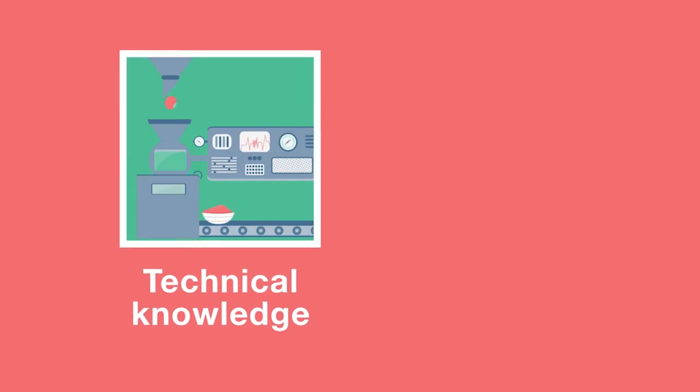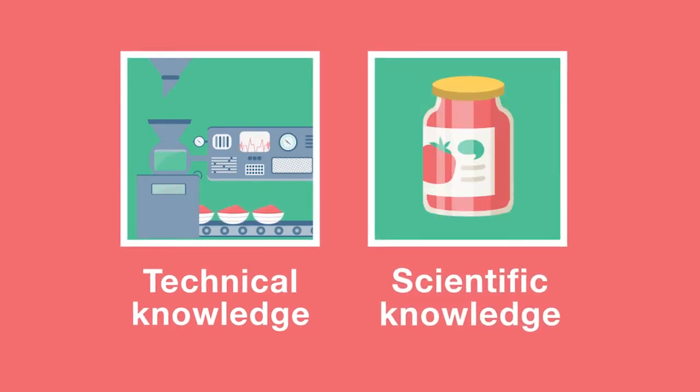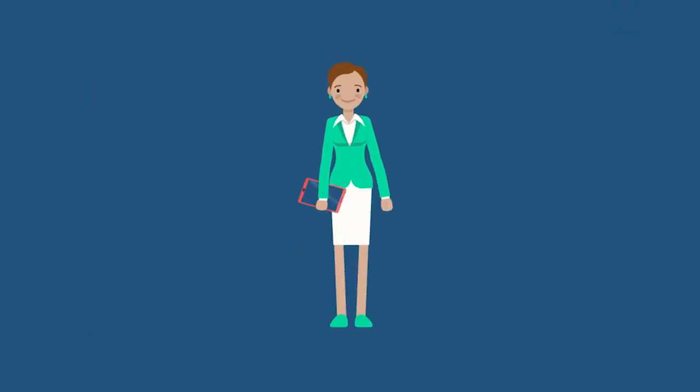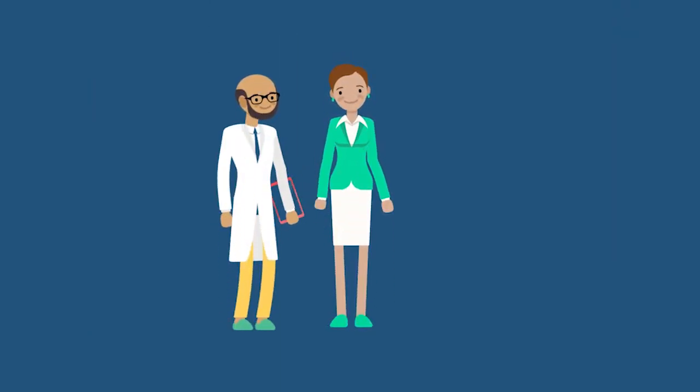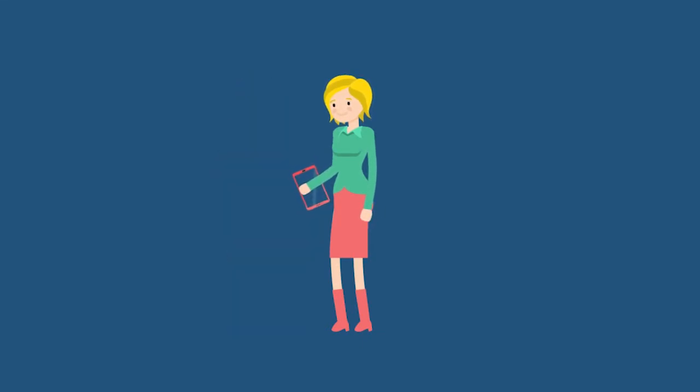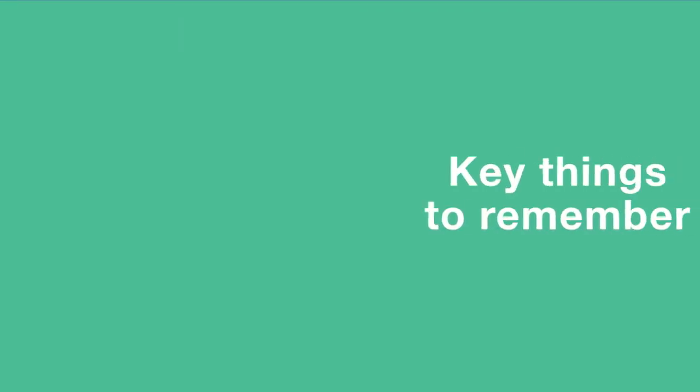To develop this plan, Anna needs technical knowledge of how her pasta sauce is made and scientific knowledge of food safety. Anna can develop the plan herself, or she could have her employees do it. She can also bring in outside experts if she or her team lack the time or expertise to develop one. Here are the key things that Anna will need to do when developing her PCP.